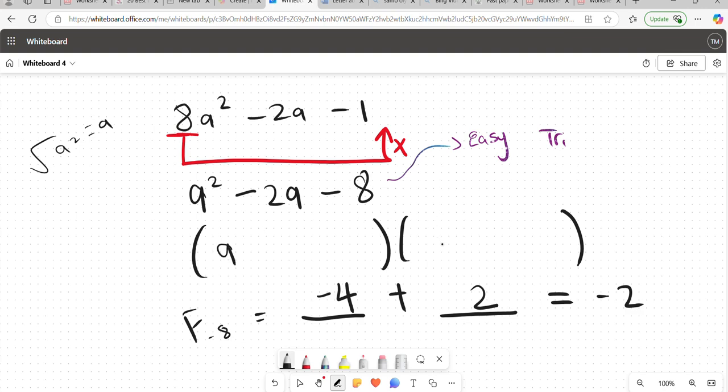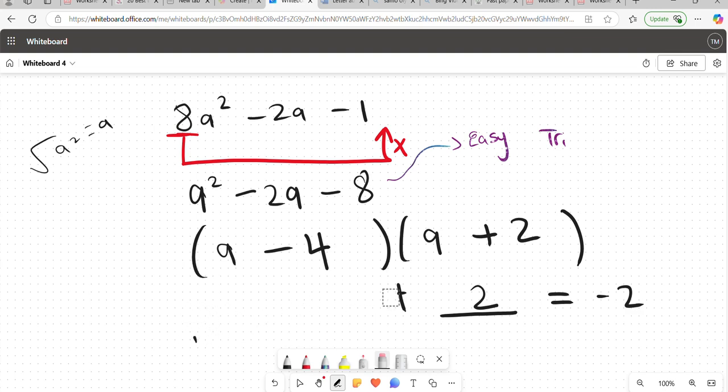Let me just put my A's in there first. And so the first bracket would have a minus 4 there, and the second bracket would have a positive 2. So I've factorized it like this. And at this point, you're not done. There's still a little bit more steps that you need to do there. And let me show you what the steps are. Let me just erase this, guys.